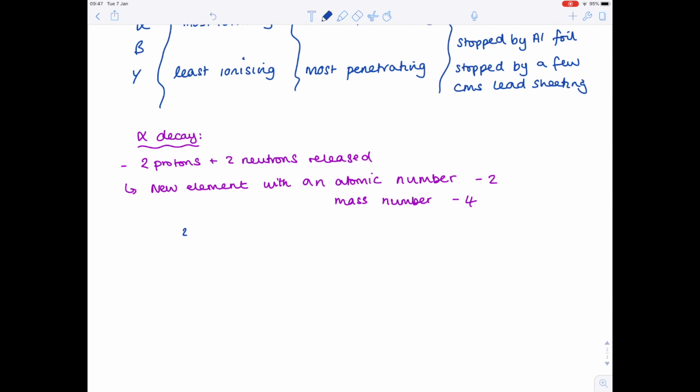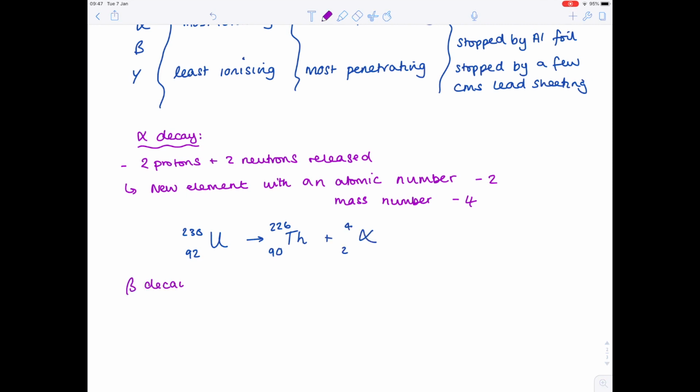So I'm just going to give you a quick example. If uranium-230 decays, we're going to get a new element, and notice, according to what I said, the mass number will decrease by 4, so that becomes 226. The atomic number decreases by 2, so that's now 90, and we've produced an alpha particle.